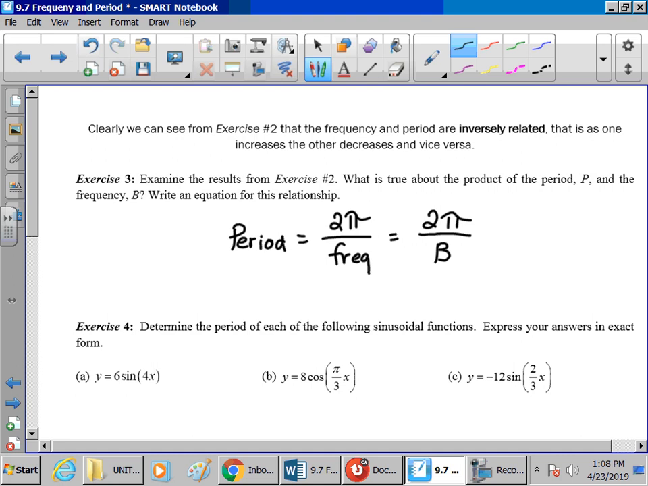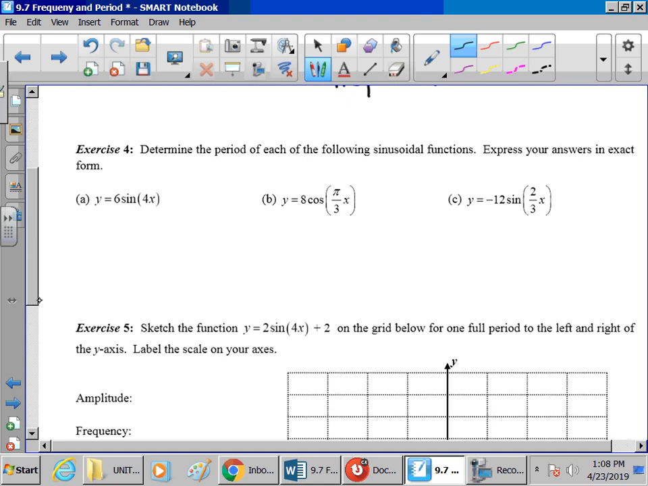Now remember, when we look at exercise 4, the amplitude, which is the A, the number in the front, has nothing to do with the shifts of the period. Okay? So when you take a look at y equals 6 sine 4x, we're really just looking at this 4 here.